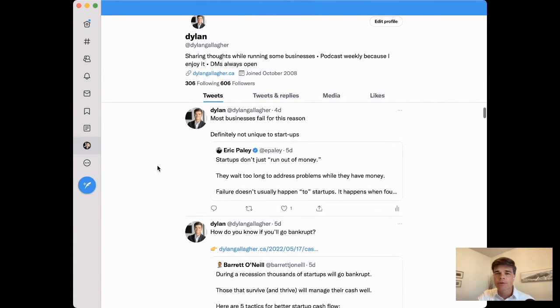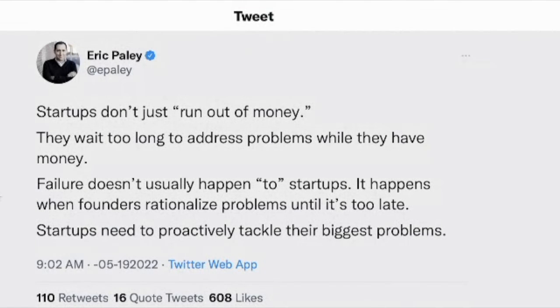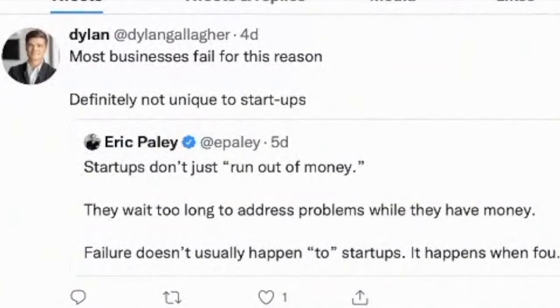Yeah, here's a good one. A fellow named Eric Paley had said, startups don't just, quote, run out of money. They wait too long to address problems while they have the money. Failure doesn't usually happen to startups. It happens when founders rationalize problems until it's too late. Startups need to proactively tackle their biggest problems. I had responded with my own thoughts that said, most businesses fail for this reason, definitely not unique to startups.